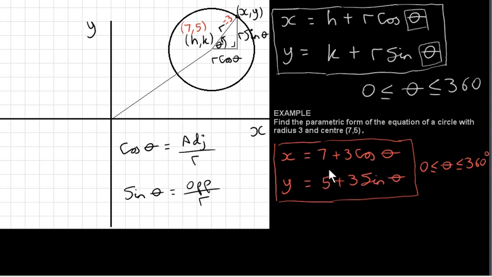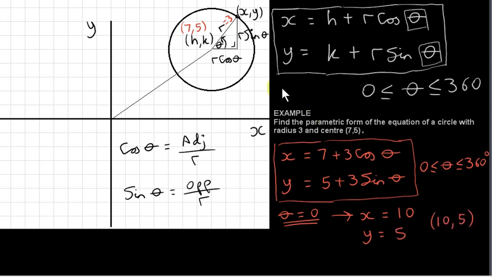Let's just generate some points on this circle by taking values of theta. Let's say theta is 0 degrees. Well, what do we get for x? If we plug 0 in for theta, we have the cos of 0, which is 1. So we get 7 plus 3 times 1, which is 10. What about y? Well, y is 5 plus 3 times the sine of 0. The sine of 0 is 0, so we get y equals 5 plus 3 times 0, which is 5. So we have the point with coordinates (10, 5).